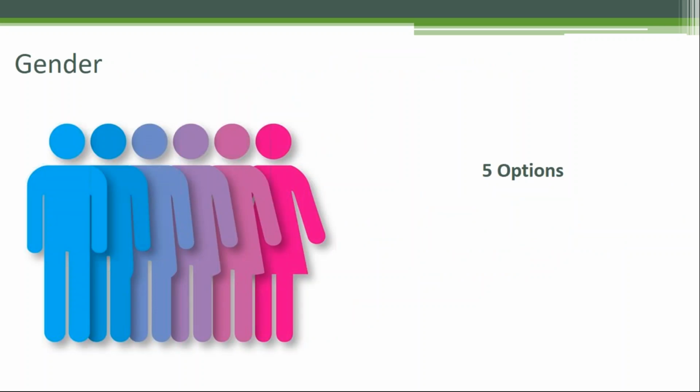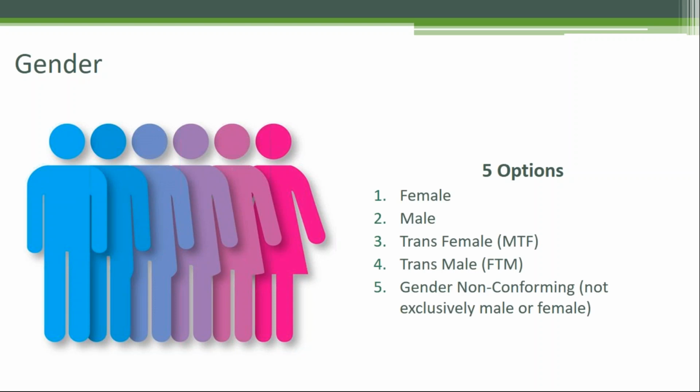There are 5 options for gender. Those are female, male, trans female, which is male to female, trans male, which is female to male, or gender non-conforming, meaning not exclusively identifying as male or female.